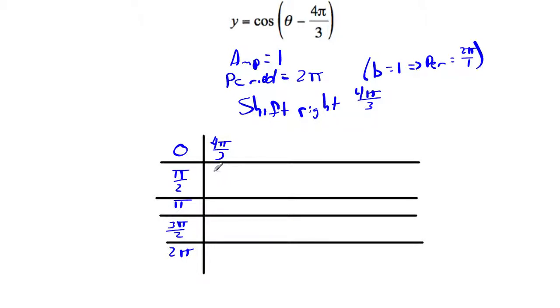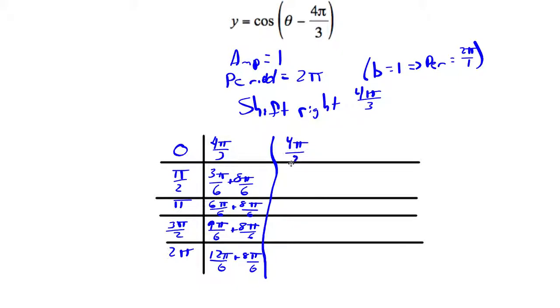This is pi over 2, which if I have a common denominator, this is 3 pi over 6 plus 8 pi over 6. This right here, this is going to be 6 pi over 6 plus 8 pi over 6. This will be, if I multiply by 3, 9 pi over 6 plus 8 pi over 6, and then finally 12 pi over 6 plus 8 pi over 6. So what do I get? Well, I get 4 pi over 3. I get 11 pi over 6. Here I get 14 pi over 6, which I could have reduced, so that's 7 pi over 3. Here this is going to be 17 pi over 6. And this is going to be 20 pi over 6, which is just 10 pi over 3.